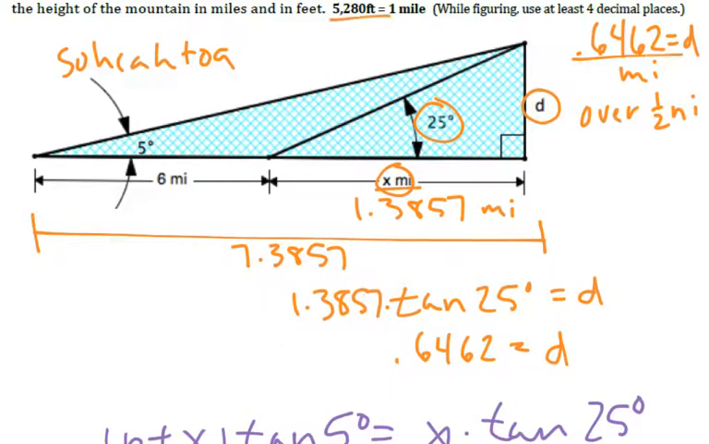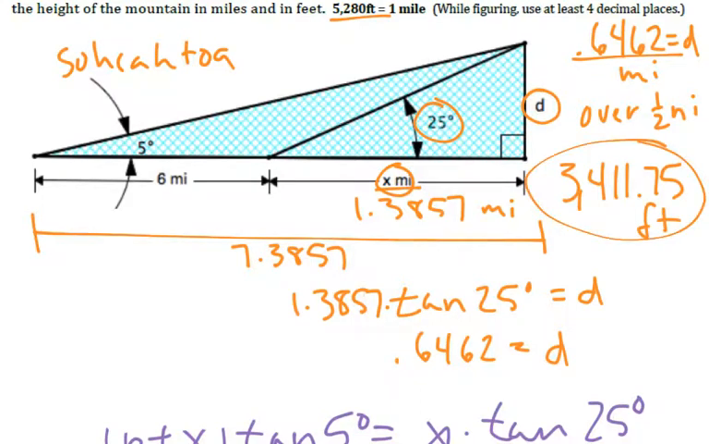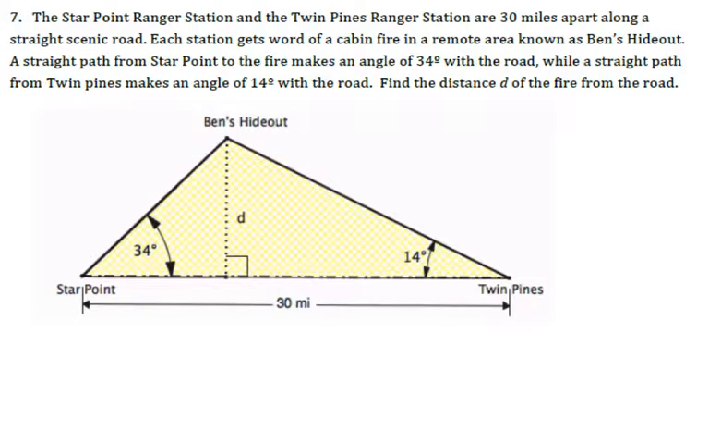So if I take this decimal and multiply it by feet, 5,280, it'll get us 3,411.75 feet. That's how tall the mountain is. So quite a bit of work just for that one problem, right? But there we go. That's how we do it.